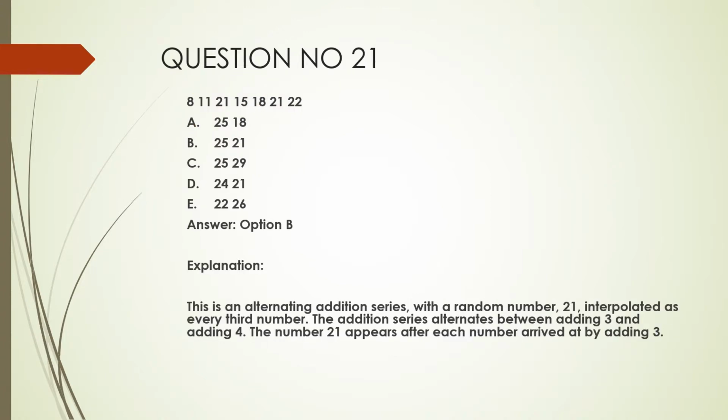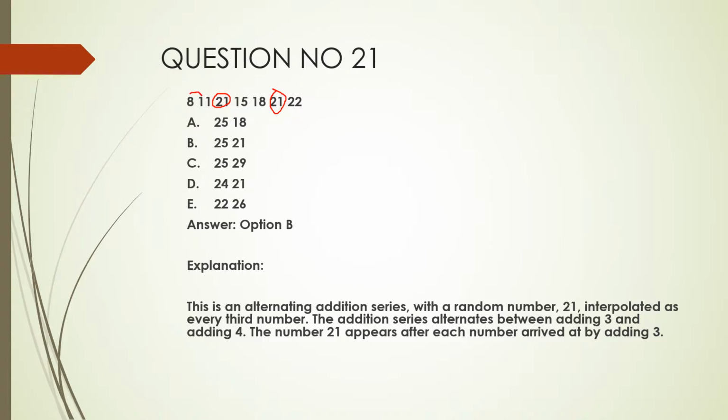Next question. 8, 11, 21, 15, 18, 21, 22. It is similar to the last question where there is a constant, that was 5 in the last question. Here it is 21. So 21 is repeated. So you can avoid these numbers and then try to find the relation.